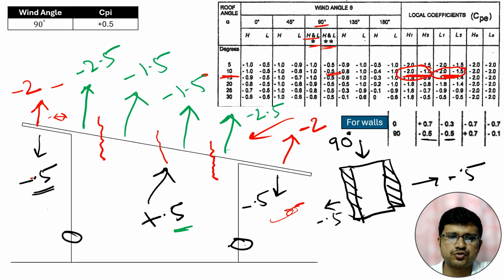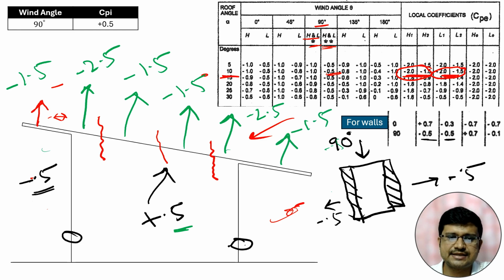And in this overhanging portion, -2 minus -0.5, so it will be -1.5. So in this zone of the overhanging portion, it will be -1.5. And in this zone, -2 minus -0.5, so again it will be -1.5. So the resultant will be -1.5. So this is the CP minus CPI for different portions when wind angle is 90 degree and CPI is +0.5.